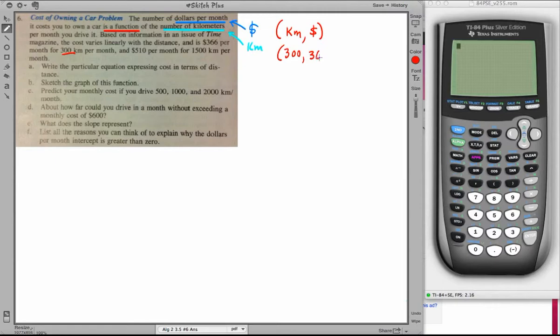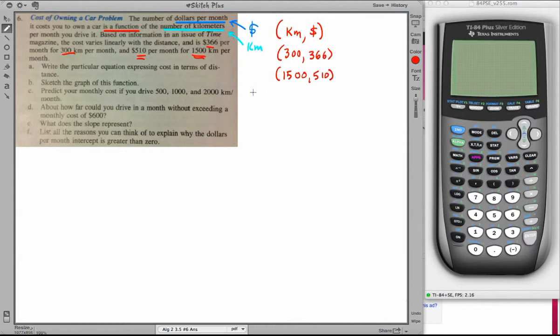So your first data point is going to be 300 kilometers costs $366 per month to run the car. And the second data point here, 1,500 kilometers costs $510 to run the car each month.